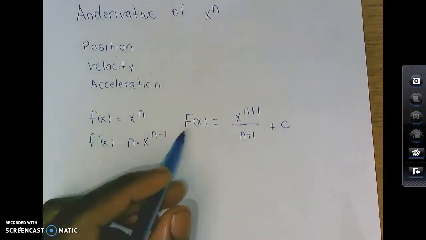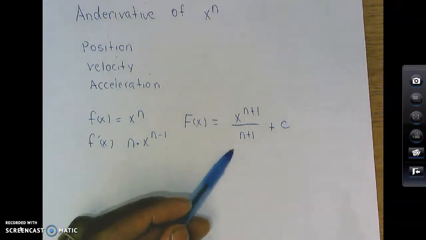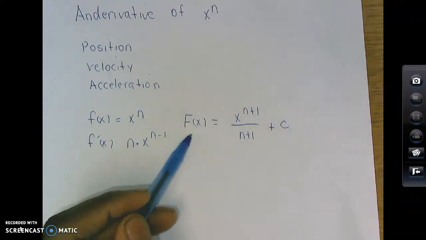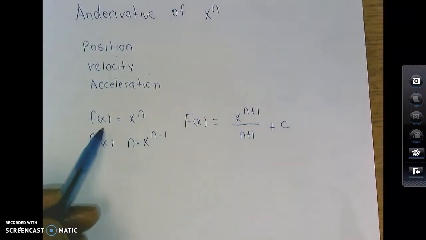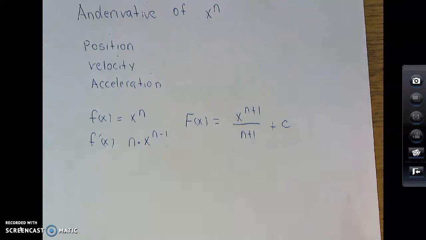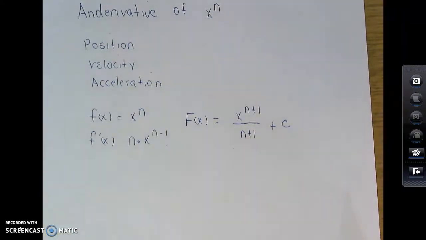So I will ask you to pause and on your own take the derivative of capital F of x, and see if you get f of x. And I'll be walking around just to answer any questions that you may have, just to make sure that you do see that the derivative of capital F is going to be f of x.